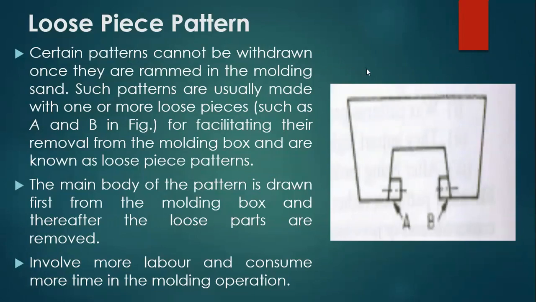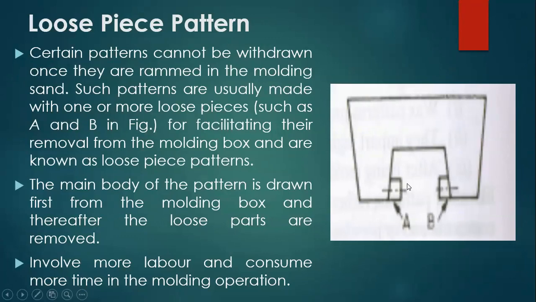That's why I have to remove the main body of the pattern afterwards, but initially I have to remove these A and B parts. Means after ramming, shaking of that mold cavity is carried out. We shake the mold from all four sides, so that the pattern will get loosened at its place. And after it is loosened, these A and B two parts, they will fall down inside the mold cavity.